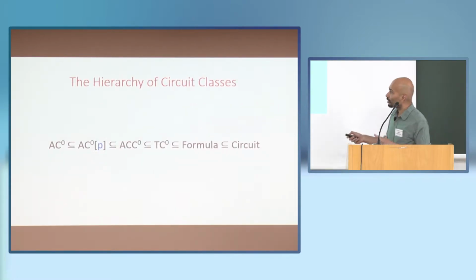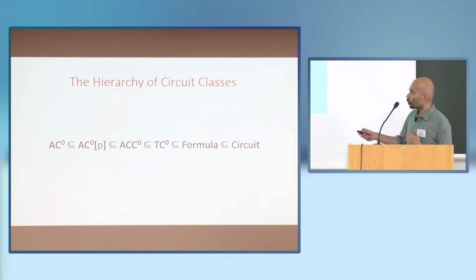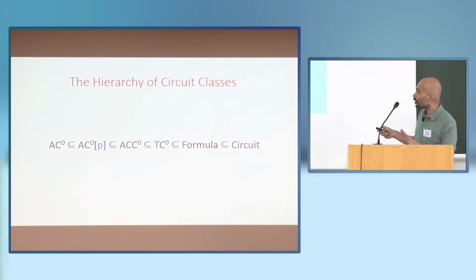So first of all, there's a hierarchy. It's a natural hierarchy of circuit classes. So AC0 is contained in AC0 mod P. It's contained in ACC0. I guess these two inclusions are not completely trivial, but they're not too hard to see. If you have ACC0, you can simulate it with threshold gates, and similarly, each threshold gate can be simulated by a polynomial size formula. So the other inclusions are all trivial.